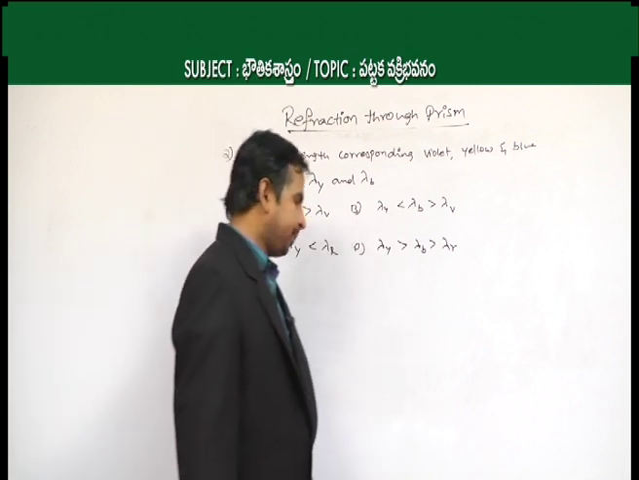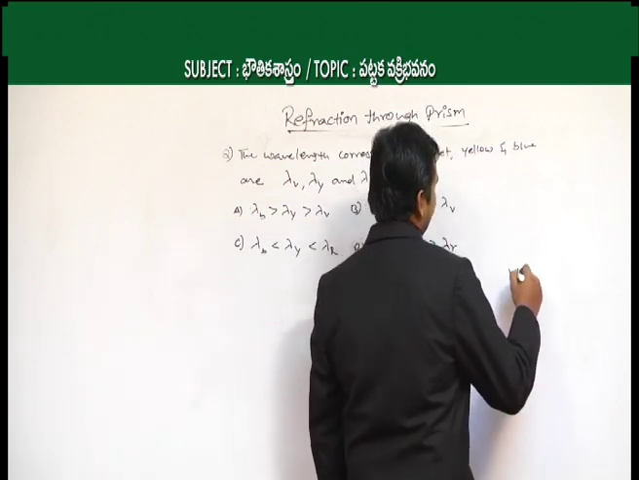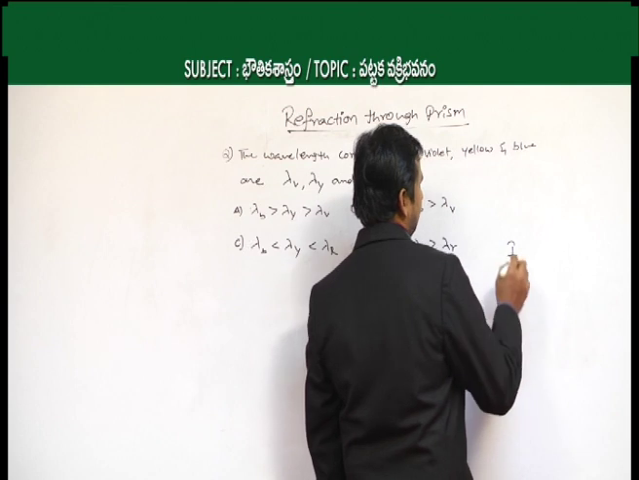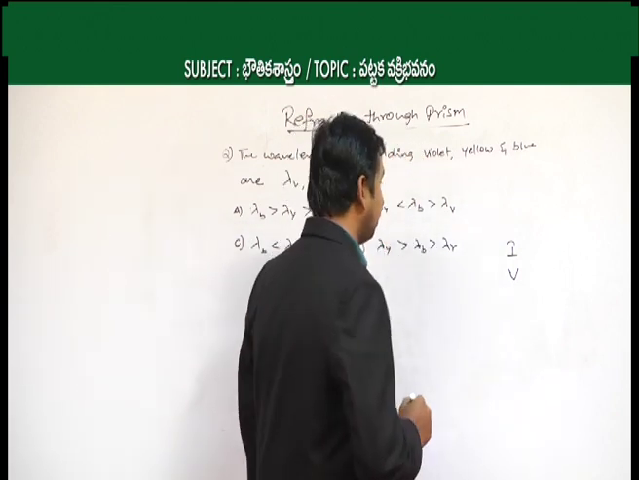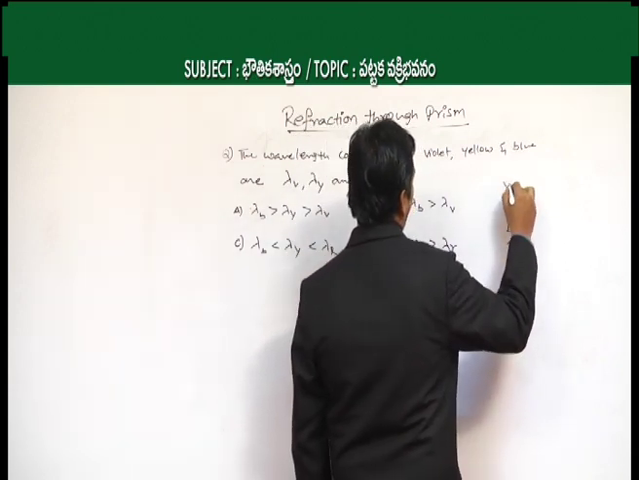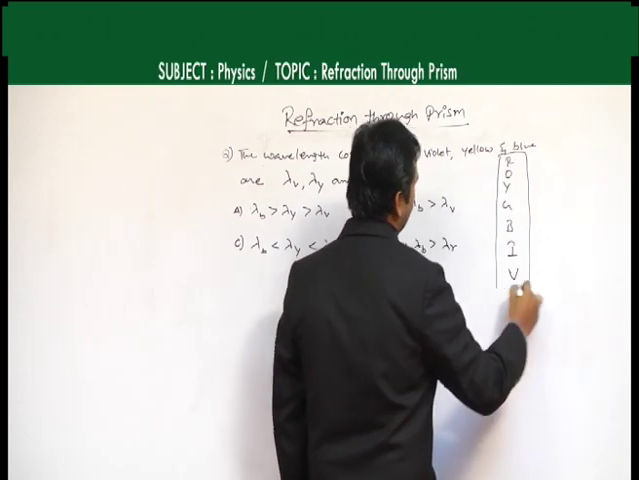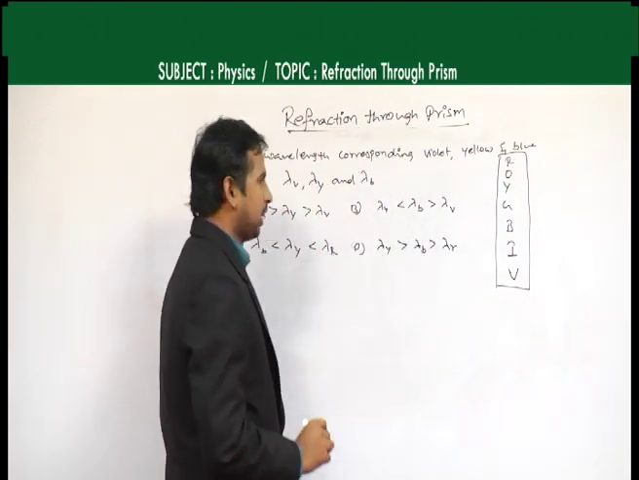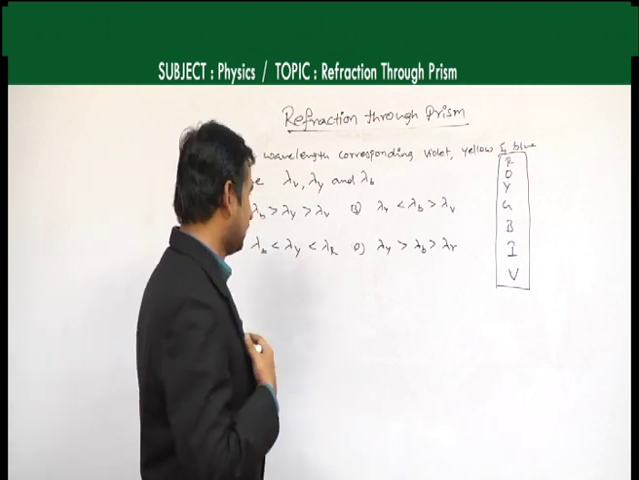Actually, if you take the order of the seven colors of our visible spectrum, violet is the least one, having more refractive index and more deviation angle. After that indigo, blue, green, yellow, orange and red. This is the order of the spectrum: violet, indigo, blue, green, yellow and orange.